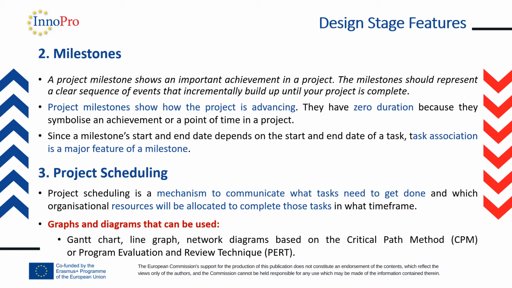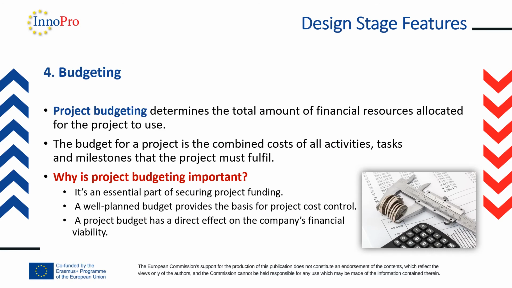When we try to schedule the project design, we can use many techniques, graphs and diagrams. Very famous and well-known are, for example, the Gantt chart or line graphs, and network diagrams, which can be based on, for example, the critical path method, CPM, or the program evaluation and review technique. Both of them are techniques of operational research, a discipline very close to project management.